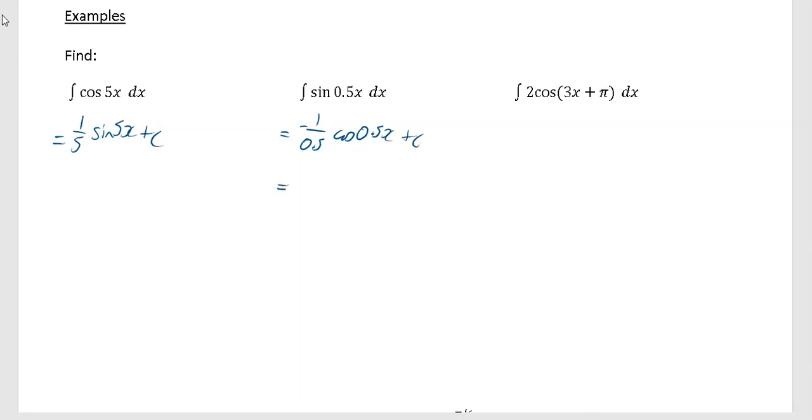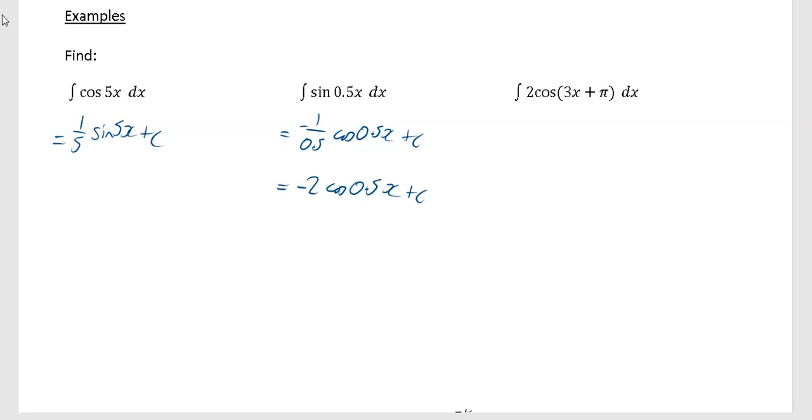Obviously you're not going to leave this. Minus 1 divided by 0.5 will be minus 2, and then cos of 0.5x plus c. Okay, and the last one over here, it says 2 cos of 3x plus pi.